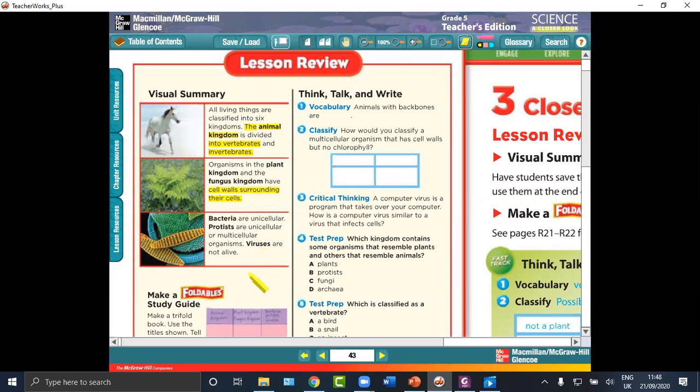Highlight, if you wish: bacteria are unicellular. Protists are unicellular or multicellular. Viruses are not alive.